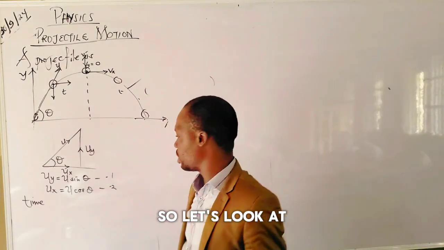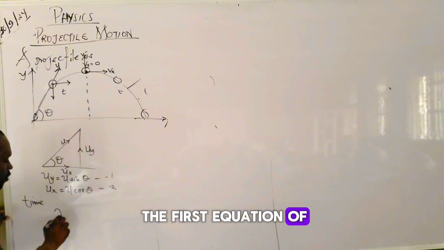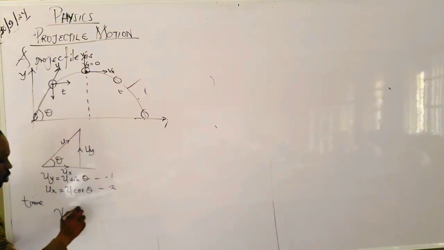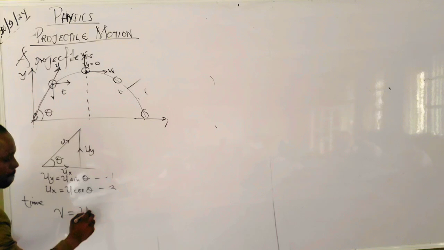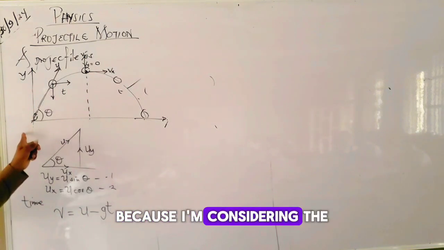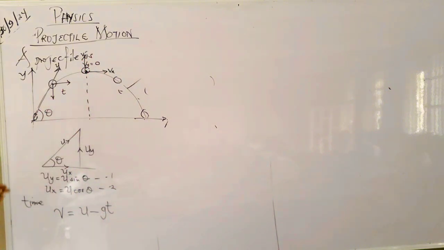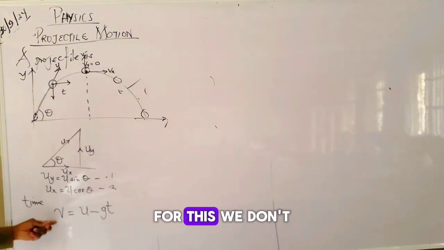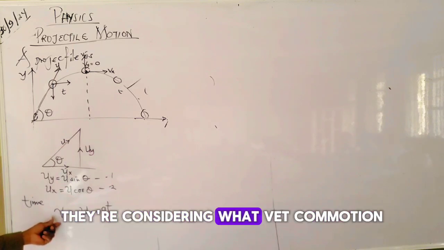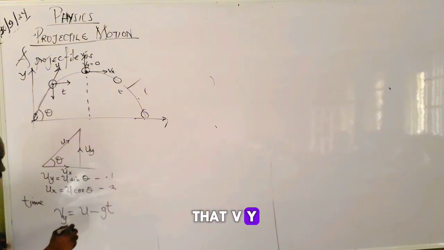So let's look at the time now. Let's make use of the first equation of motion under gravity. Remember, v equals u minus gt. Why am I using minus? Because I'm considering the motion against gravity. For this, we want to consider the vertical motion. We are considering what? Vertical motion. So we can write it as Vy.